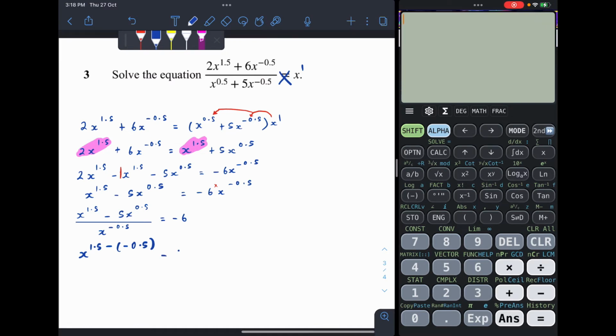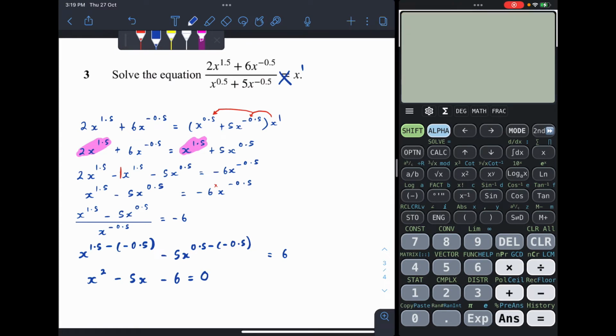Minus 5x^0.5 minus negative 0.5. All right, again, same thing, equals 6. So all we have to do then is solve the top bits. So x^1.5 plus 0.5 is just 2, minus 5x^0.5 plus 0.5 is just 1. Positive 6 now on the right side. I'm going to move it to the left, it will become negative 6, equals 0.